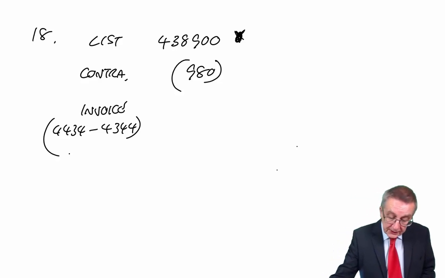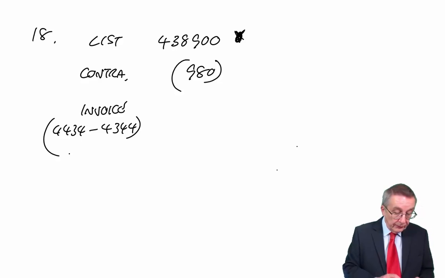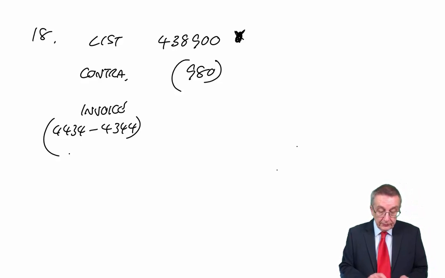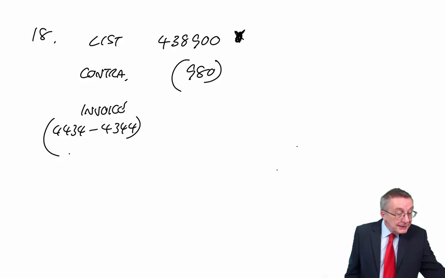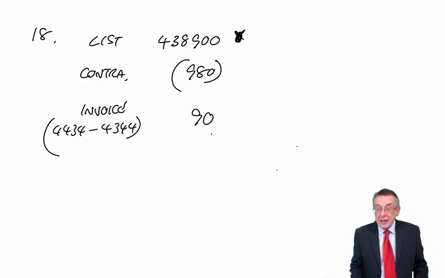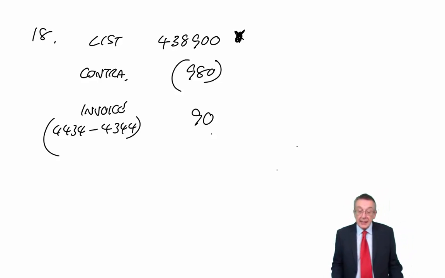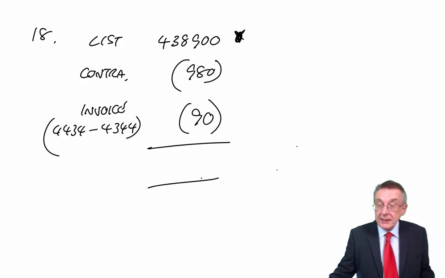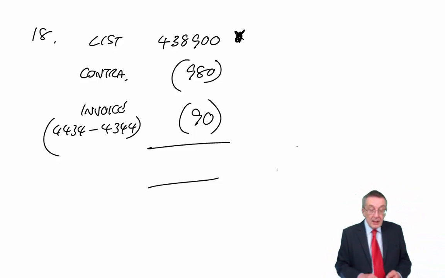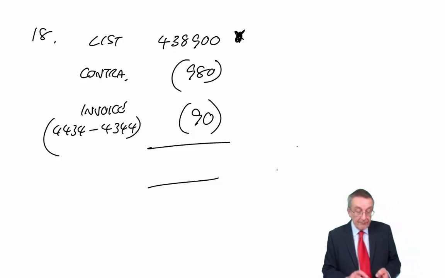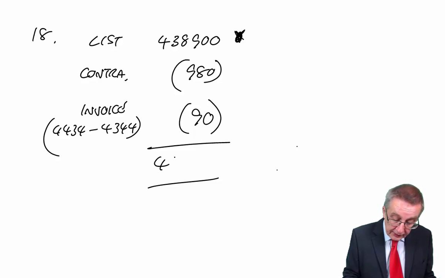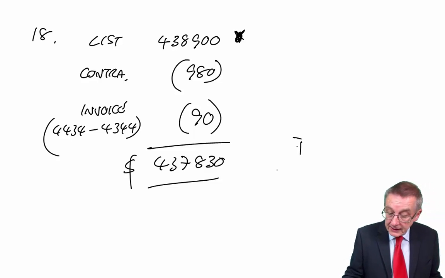What's the difference going to be? I should be able to do it in my head, but still, 4434 minus 4344, 90. Let me check I've got it the right way around. Was posted as that. Yes, so we've posted 90 too much. The balance will be 90 too high. The list of balances will be 90 too high as well. So the correct total should be 437,830. Is that one of the answers? Yes, it is. It's D.